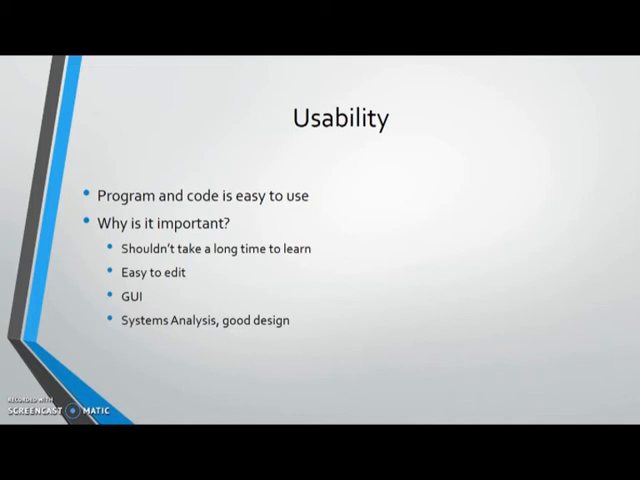So usability is really important. What it means is that the program and the code itself is easy to use. So that's again looking at it from two points of view. The program itself is easy to use for the users, and also, looking at it from the point of view of developers, that the code is easy to understand when they're coming to edit or maintain it.